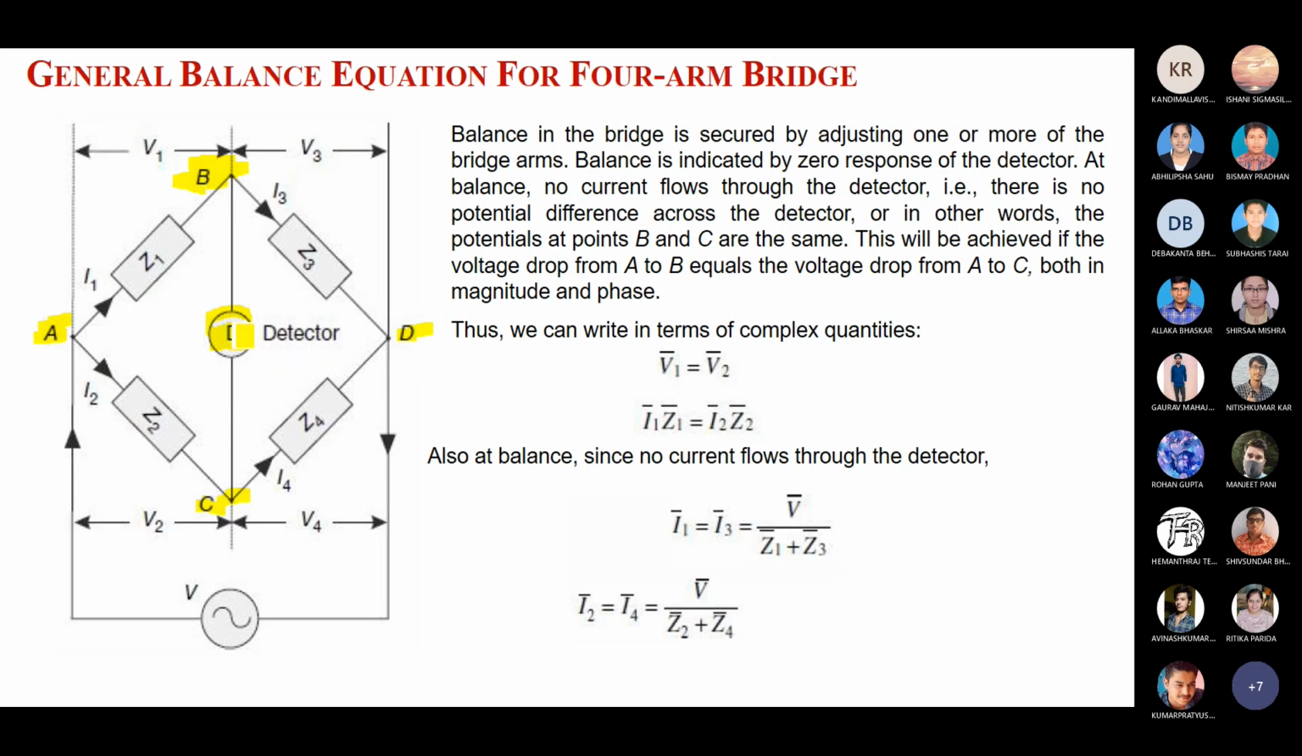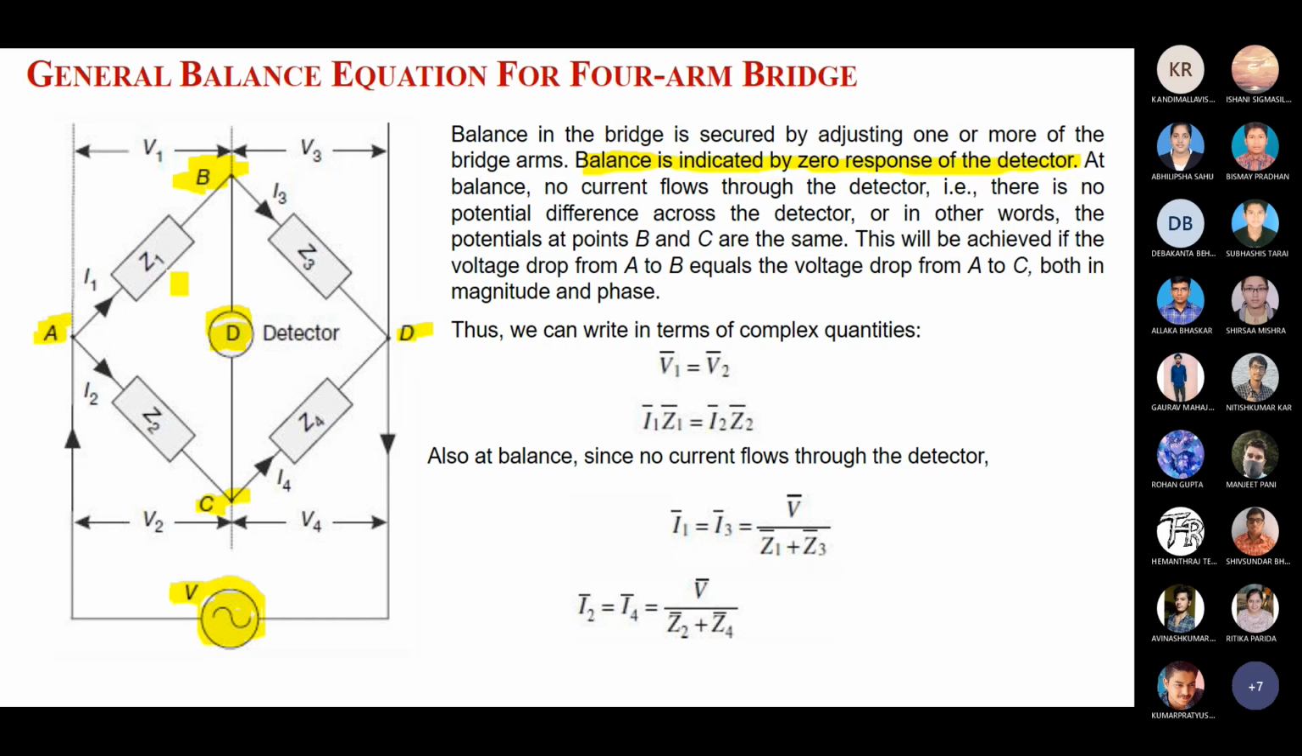Finally, one source is required. This is your AC source, that is your V. An alternating source is required. So what happens at equilibrium conditions? Stable means when the detector is not pointing out anything, the detector gives you a null value, and B and C will be equipotential points. That is called balance condition or equilibrium condition, zero response from the detector.